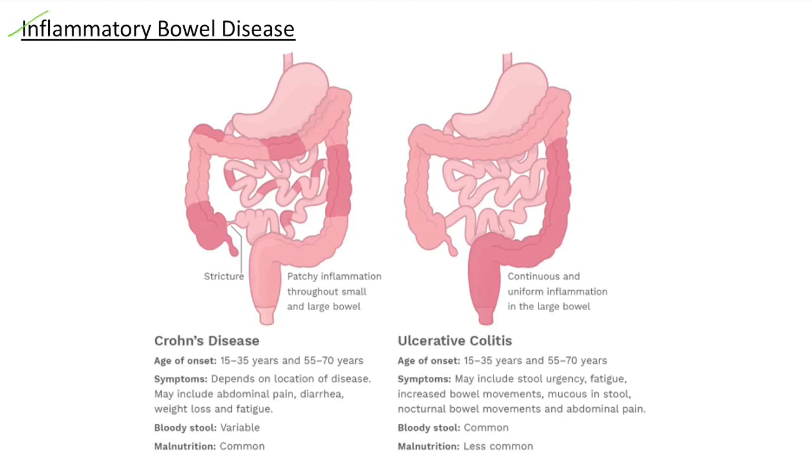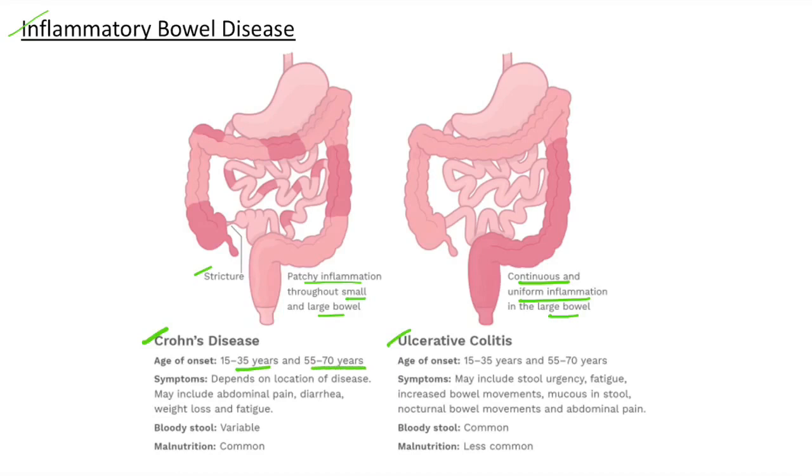Now let us discuss about inflammatory bowel disease. There are two types. They are Crohn's disease and ulcerative colitis. In Crohn's disease, there is patchy inflammation throughout small and large bowel and stricture. In case of ulcerative colitis, there is continuous and uniform inflammation in the large bowel. The age of onset for inflammatory bowel disease is 15 to 35 and 55 to 70 years.